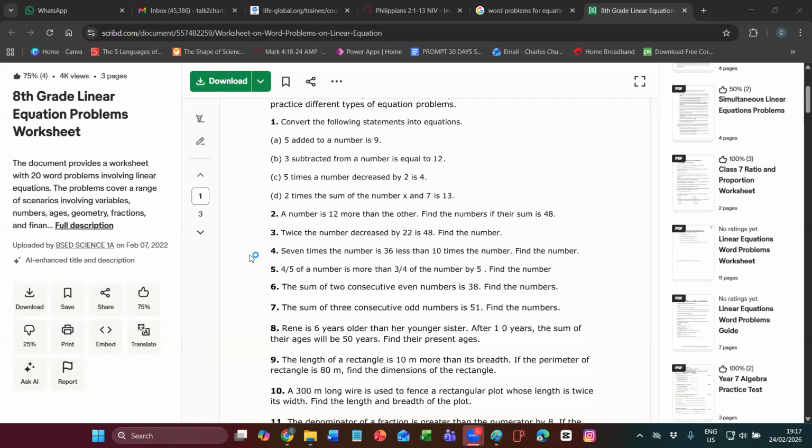5 added to a number is 9. So let me see what you can come up with for each of them. What equation would you come up with for that first one? 5 added to a number is 9.